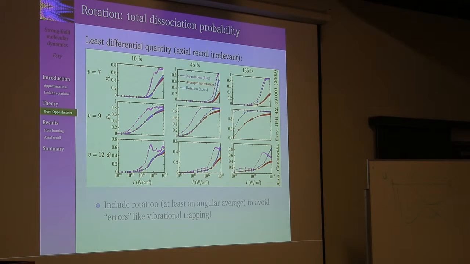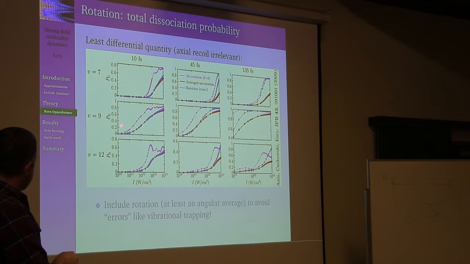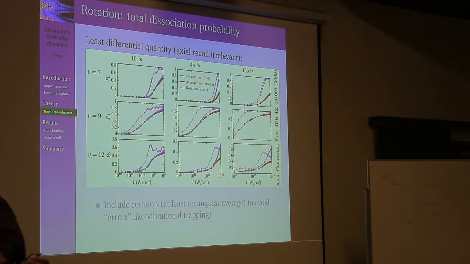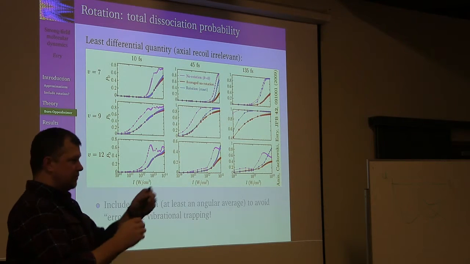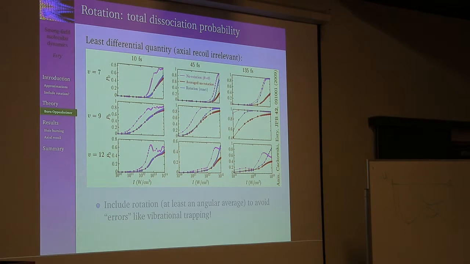You'll notice in almost every case that the calculation with the molecular axis just along the polarization overestimates dissociation probability. Which makes sense in a way because you've taken the one that sees the maximum field. Along the laser polarization, that's the maximum field.